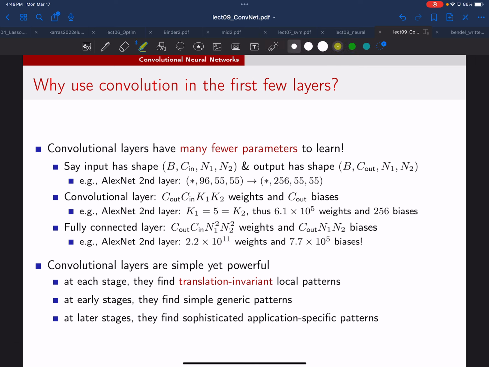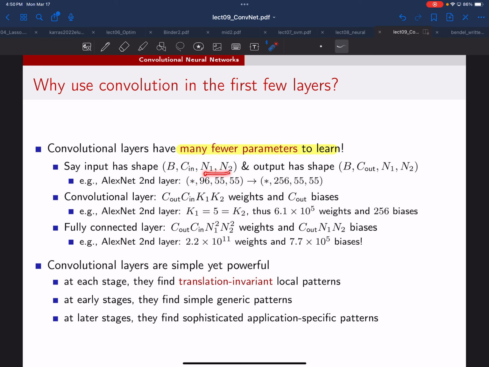So let's look at some examples from AlexNet. Let's say that the input to a convolutional layer is a tensor of this shape, and the output is a tensor of this shape. So that means we're using same mode because we have the same number of pixels. And if you look at the second layer in AlexNet, essentially this is what we have. We have 55 by 55 pixels, 96 channels on the input, 256 channels on the output. And we don't need to really worry about the batch dimension because we're going to be doing this for every batch element separately. Okay, so that's the setup.